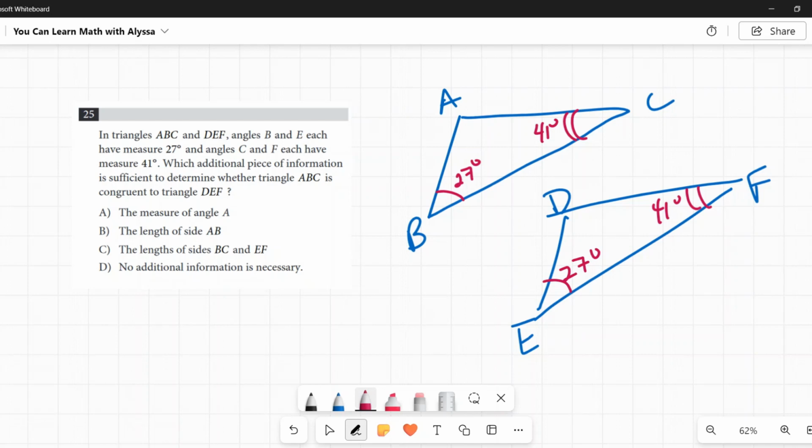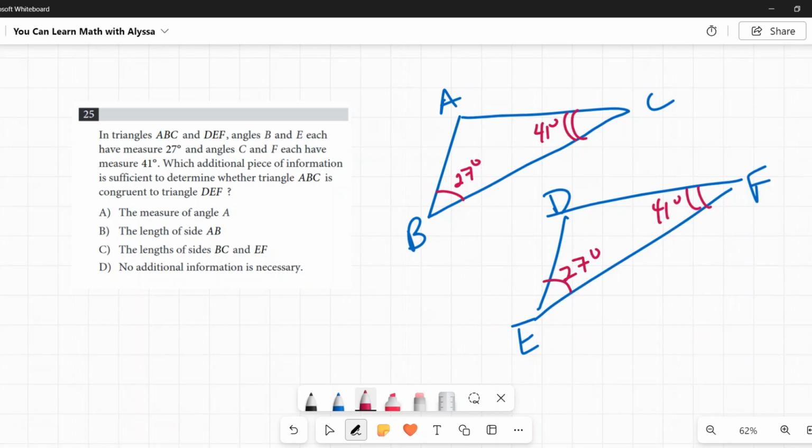Okay. Now we already have enough to know they are similar. For similar, you just need 2 angles. The rule is angle, angle similarity, and we have that. For congruent, you need something extra. You need a side. You need at least one side, and you have to make sure you're using the right side.